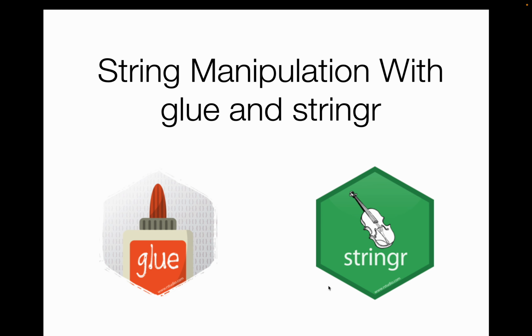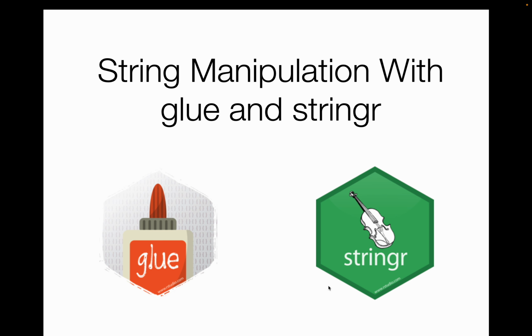Hi everyone, in this video we're going to talk about string manipulation with glue and stringr. So now we're getting into the part of the course where we know how to manipulate data frames with dplyr and do various things with dplyr. Now we're going to talk about the special types. So what if we don't have numbers? We're going to talk about the special types of objects or data types in R.